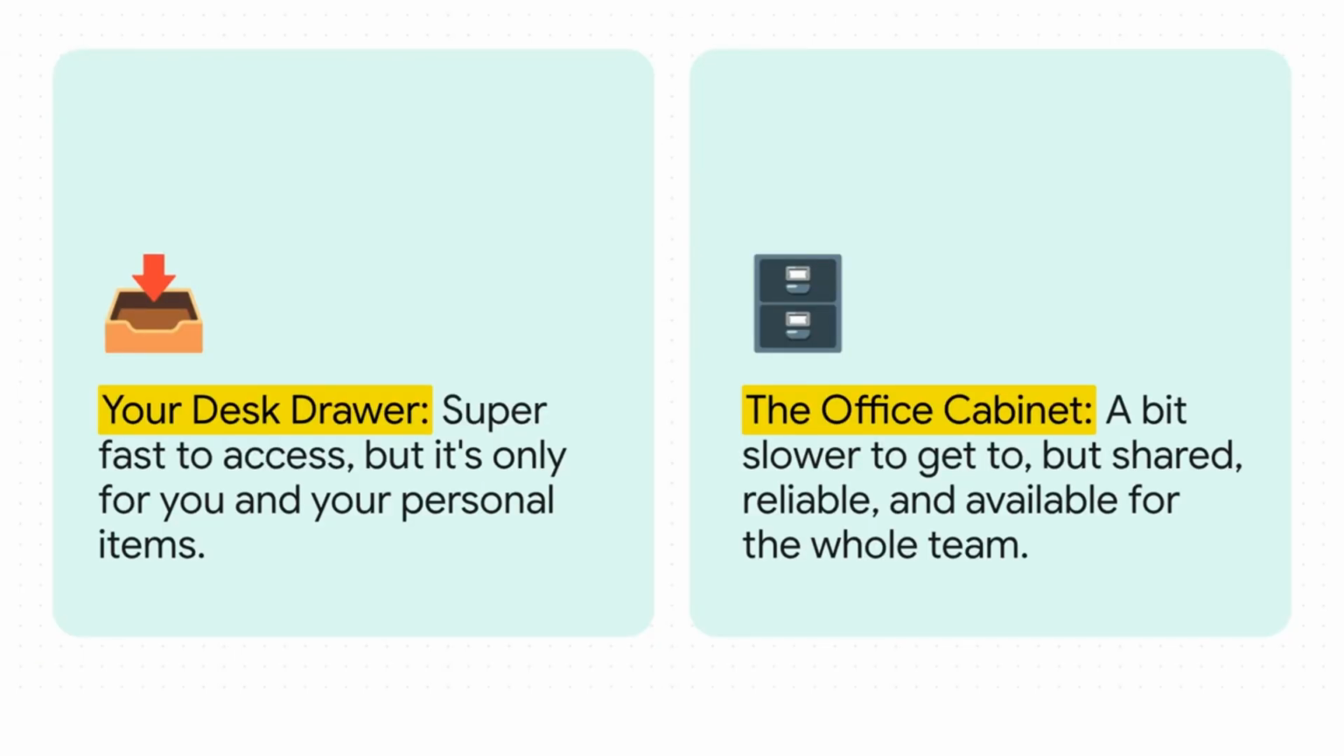Just think of it like this. The in-memory cache, that's your desk drawer. It's right there, super fast to grab a pen from, but it's your drawer. It's only for you. The distributed cache, that's the big office filing cabinet. Yeah, you have to get up and walk over to it, so it's a bit slower, but it's the shared, reliable spot where the whole team keeps the important stuff.